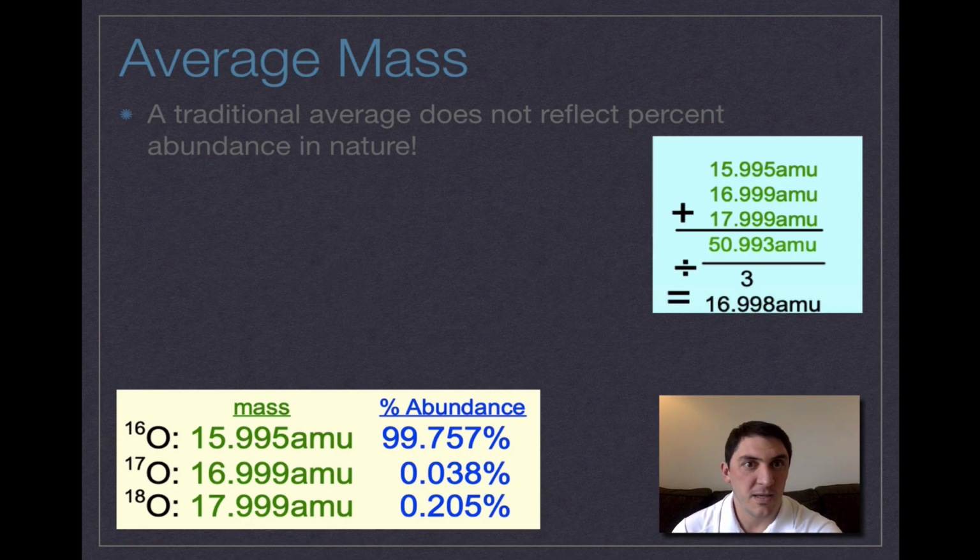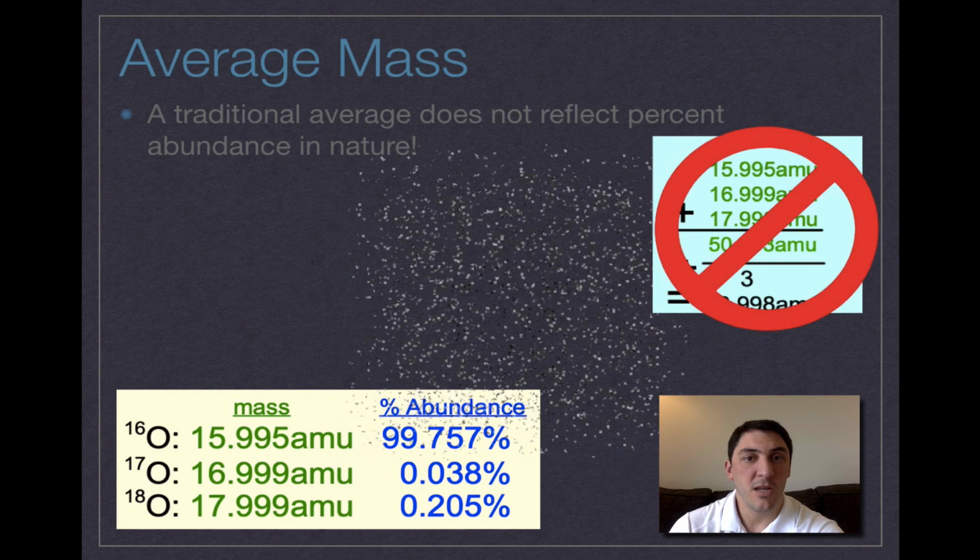The problem with this is that we already identified that the most abundant, the one that you're most likely going to encounter, is 15.995 atomic mass units, oxygen-16. This one resembles oxygen-17 more closely. So it's not a good way to reflect the average of all the isotopes. So we're not going to use this.